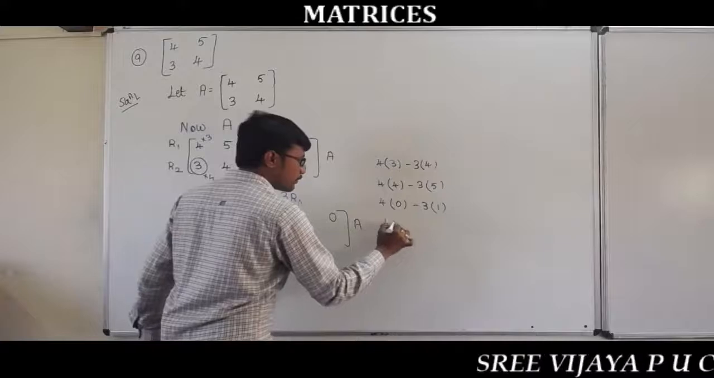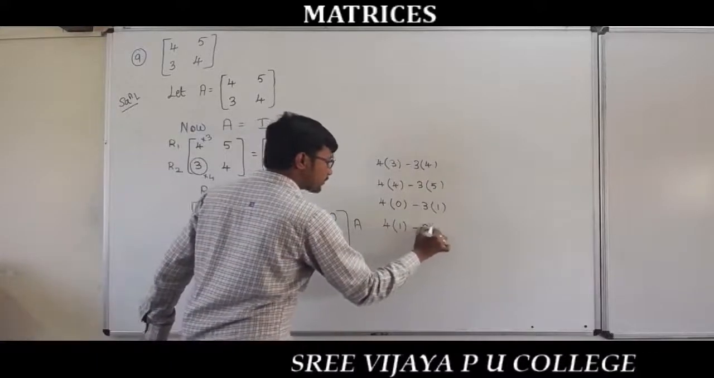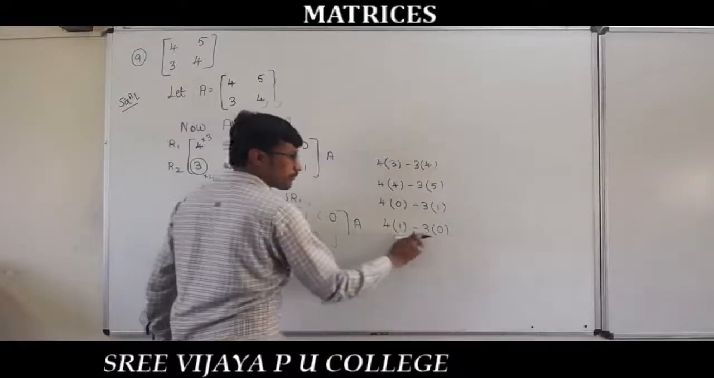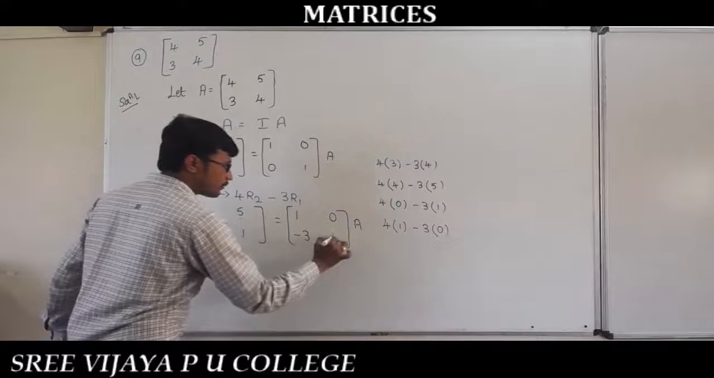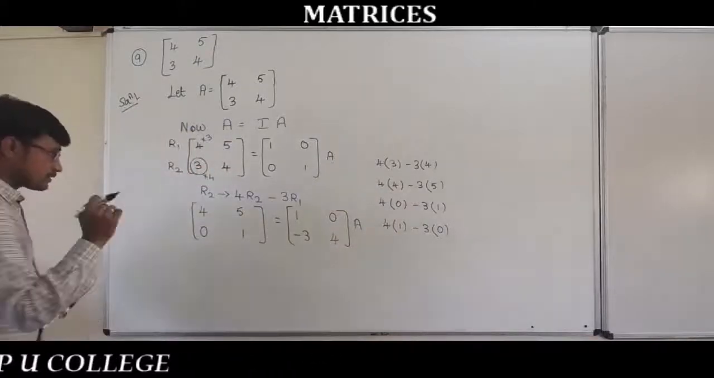So next again, 4 times of R2 is 1 minus 3 times of R1 is 0. 4 into 1 is 4, minus 3 into 0 is 0. That is 4 minus 0, we get 4. Okay, so got that one.